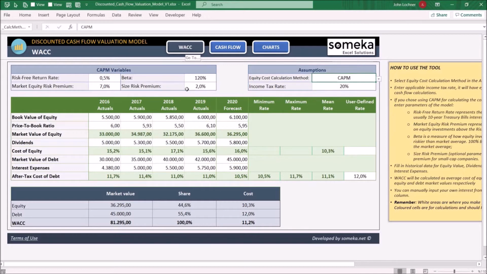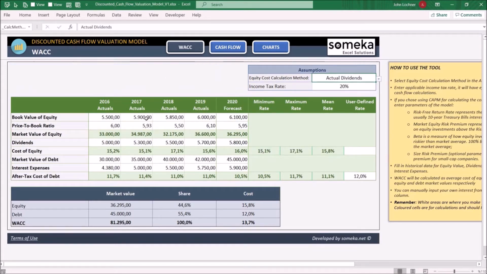To be able to generate your projected cash flows in the future, you have to input your numbers and set the model to calculate the WACC. Start by choosing the equity cost of calculation type, if it is going to be calculated by actual dividends or CAPM, and enter your income tax rate. If you choose CAPM, type in your CAPM variables in here. If you're willing to calculate the WACC by actual dividends, you don't have to enter the CAPM variables.